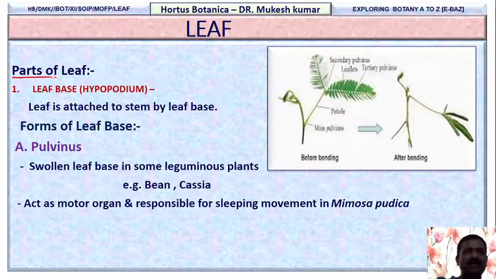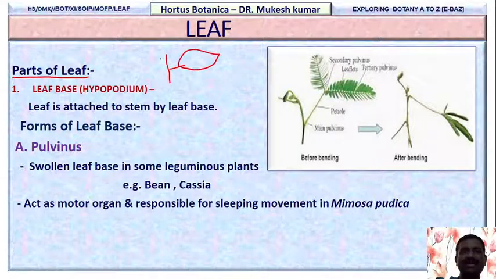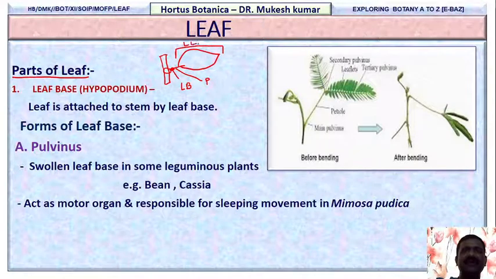Now, my dear students, friends, let's see the parts of leaf. Whenever we talk about the parts of leaf, we have three important parts. This is your leaf. From this very stem, this is your node, and this leaf is arising. So this is your leaf base, first part. Then this is your petiole, second part, and then we have the leaf lamina or leaf blade. So how many parts do we have? Three parts. One, leaf base, second, petiole, and third, the leaf lamina or leaf blade.